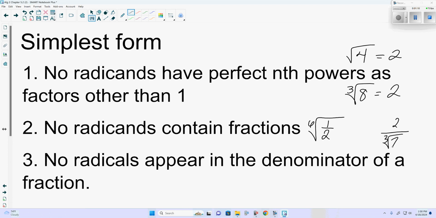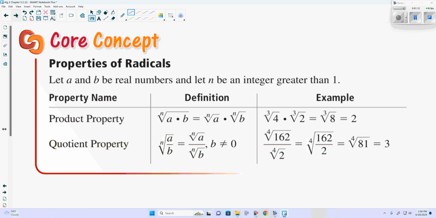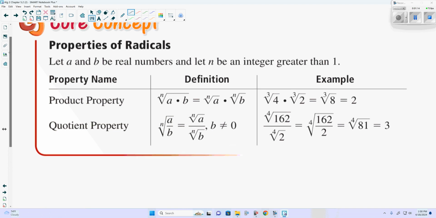Okay? Now, our first core concept, properties of radicals. Product property. If I have two things being multiplied inside of a radical, I can rewrite it as the product of 2 or more radicals. Or we can go the other way. If I have a product of 2 or more radicals, we can rewrite it as a single radical. So the cubed root of 4 times the cubed root of 2, we can rewrite as 4 times 2, cubed root of 8. And it works out that the cubed root of 8 is 2.